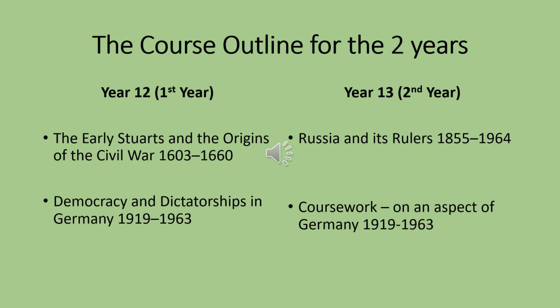In the first year, you will have 2 teachers. One teacher will take you through the England side, that's the early Stuarts and the origins of the Civil War, and the other teacher will take you through the European side, that's democracy and dictatorships in Germany. Then in the second year, you'll most likely have one teacher that will take you through both parts, that's Russia and its rulers, and then the coursework. I'll talk to you in a bit more detail about these other aspects in the other slides.